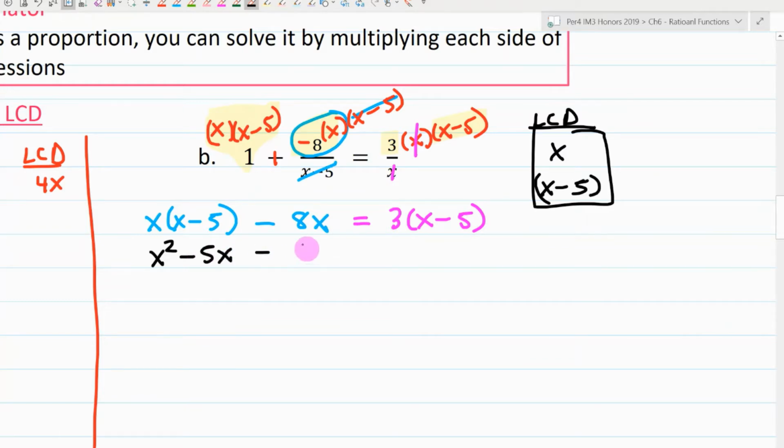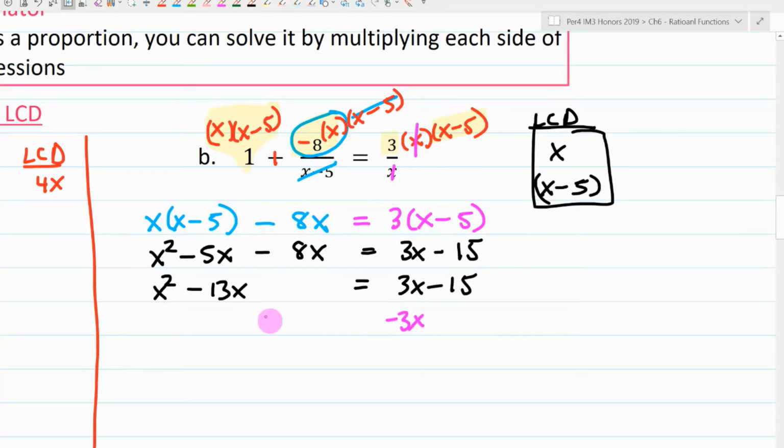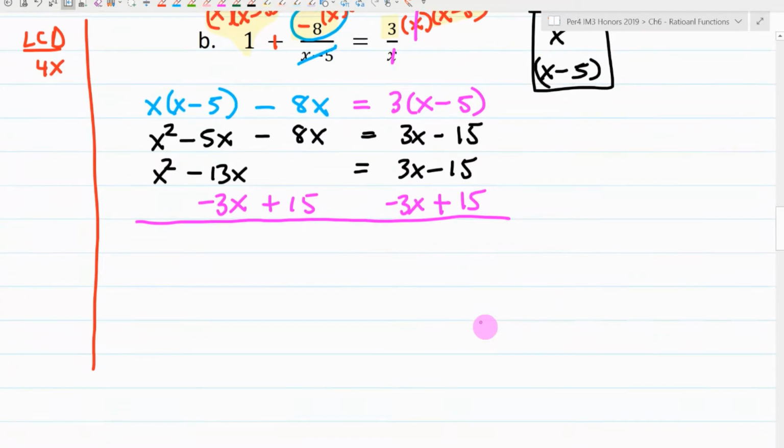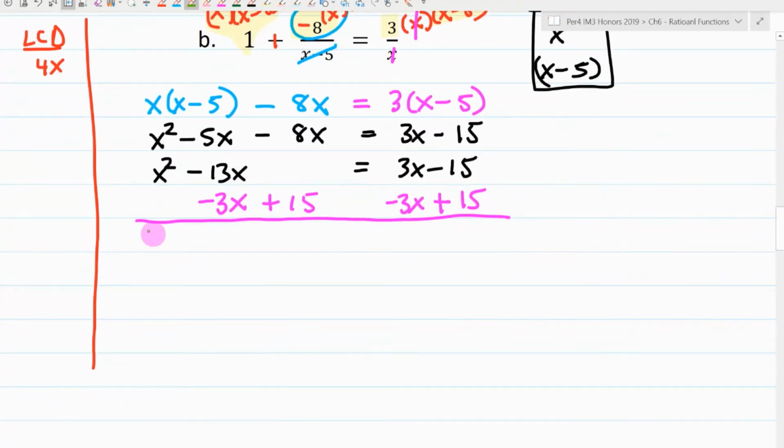X squared minus 5x minus 8x, 3x minus 15. So on this side, I have x squared minus 13x. Now I'm going to set this equal to 0. Subtract 3x. Add 15. All right, so that's going to give me x squared minus 16x plus 15 equals 0.